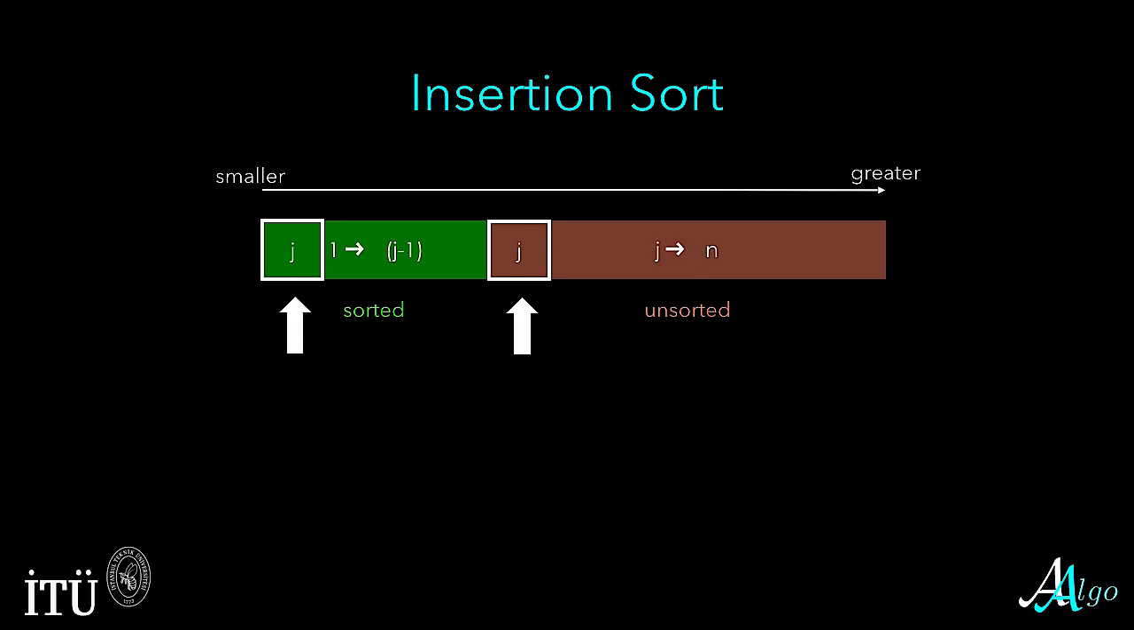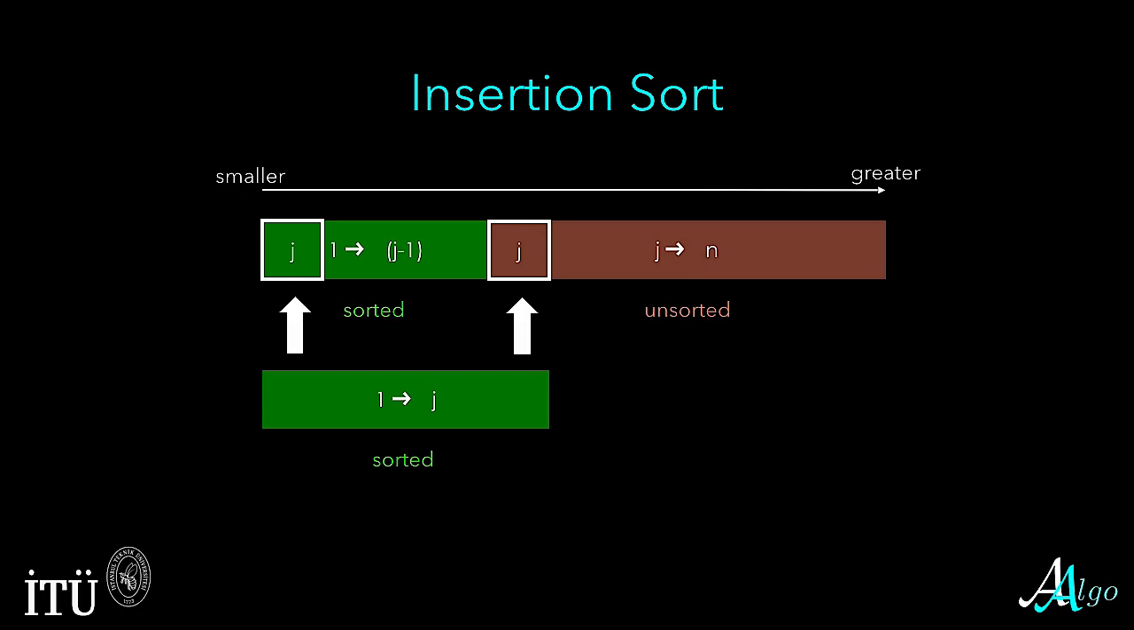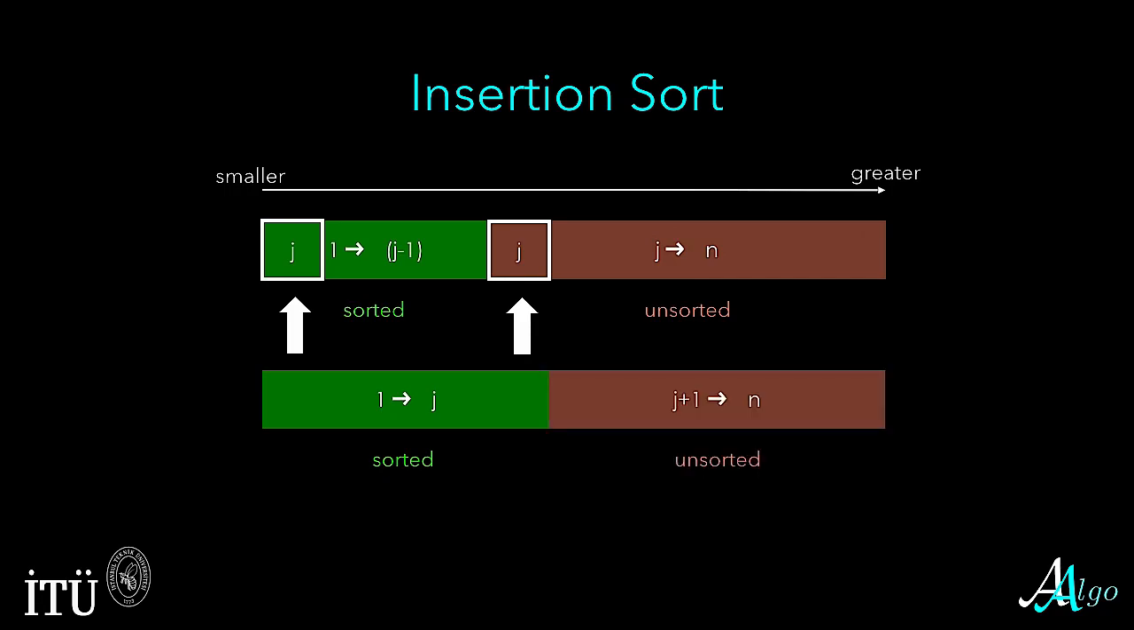And then in the next step, in the next iteration, we will have the sorted array comprising elements from 1 to j, okay? And then the rest of the array is still unsorted. So we're going to keep looping and doing this over and over again, moving the j element until it is sorted. So if I explain a little bit more, I'll give you an example.